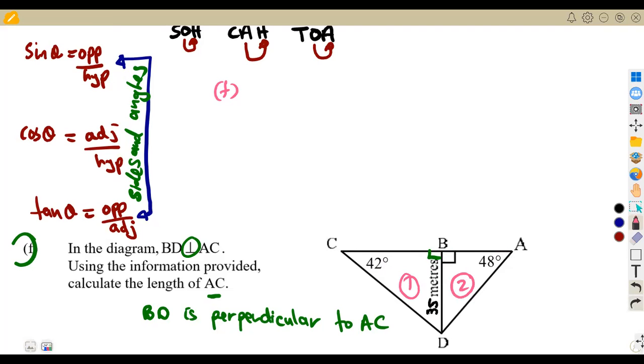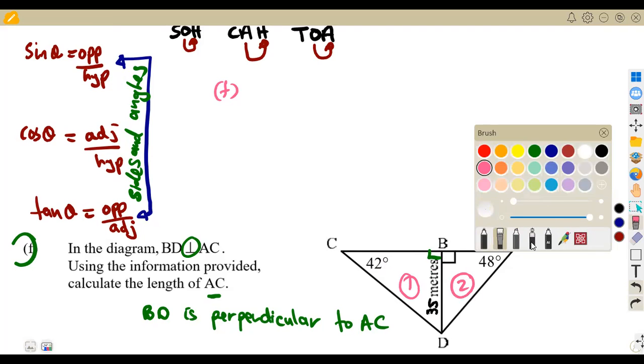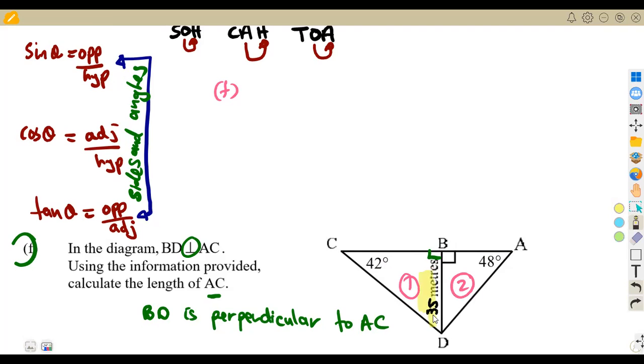Okay, so I want you to see something here. Let me just choose something that can work. All right, so let's just do this. This is the triangle that you're going to focus with, so we're going to just focus with this triangle here.